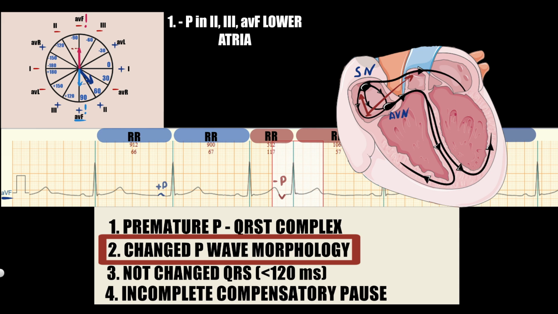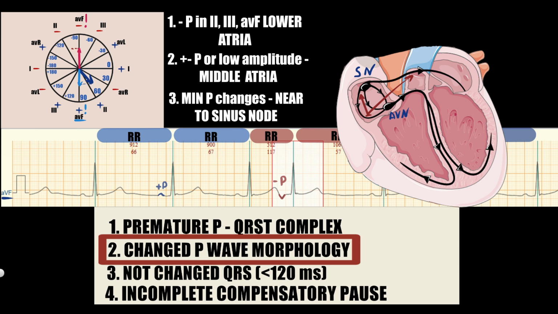If the extrasystolic P-wave is negative in the second, the third and AVF leads, it indicates the lower atrial origin of premature atrial contraction. If the P-wave is low amplitude or biphasic, it usually indicates the middle atrial origin. And if the P-wave has minimal changes compared to the sinus P-wave, it means that the origin of the extrasystole is near the sinus node.